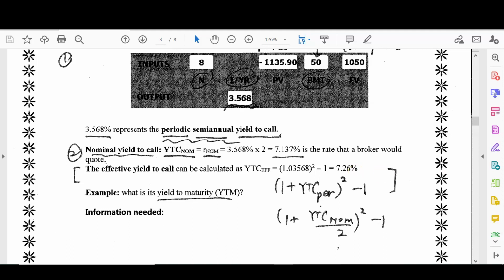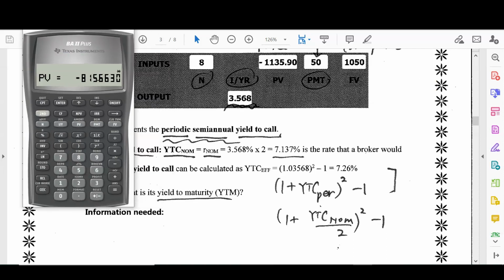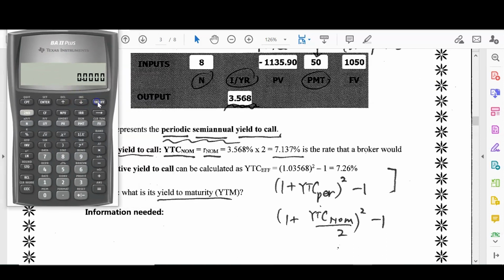Let me repeat the process using the digital financial calculator here on my laptop. Here we're solving for semi-annual yield to call. We input 8 as N, negative 1135.9 as PV, 50 as payment, 1050 as future value, and compute for I. We have 3.5684.